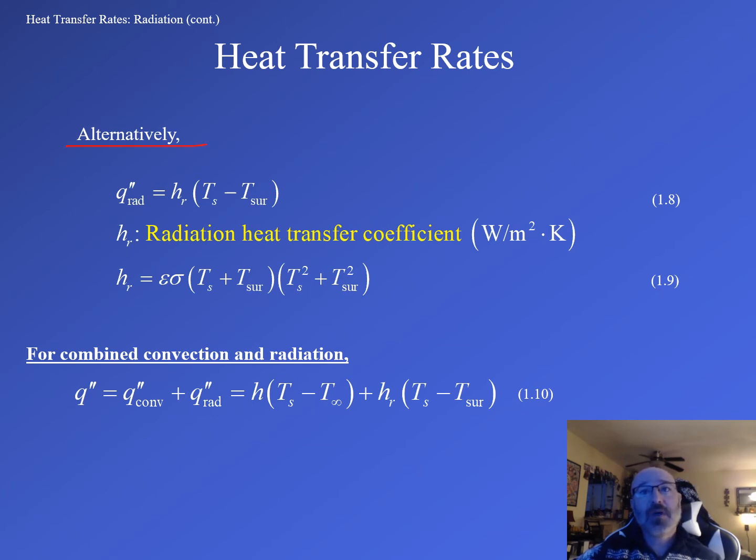So ultimately we can go with equation 1.8 from our textbook, where our heat flux from radiation is equal to this relationship of our h_r times (T_s minus T_surround), where h_r takes the place of the other terms from equation 1.7, and this is our radiation heat transfer coefficient. Our units are in watts per meter squared times Kelvin.